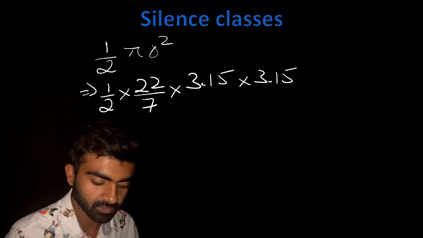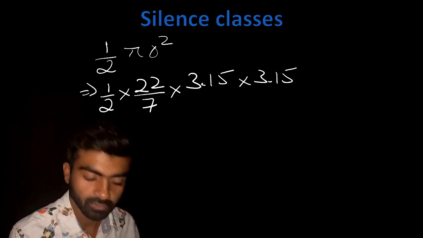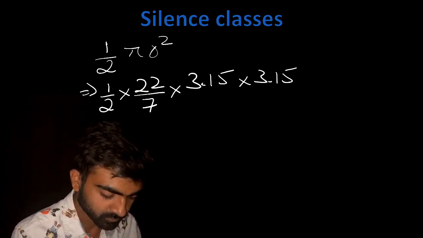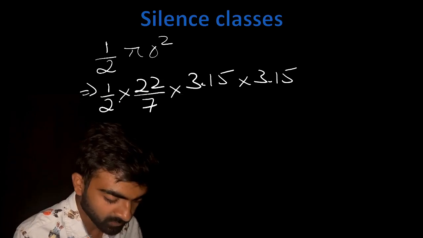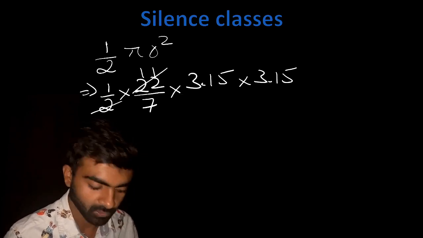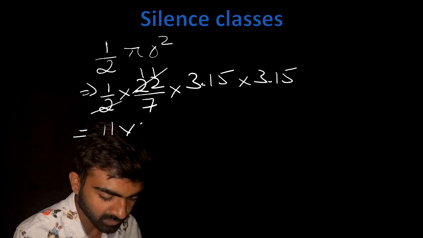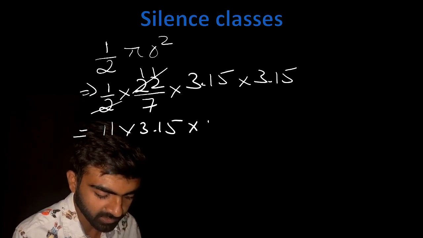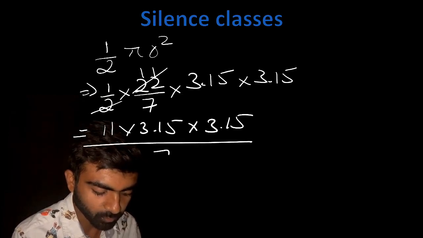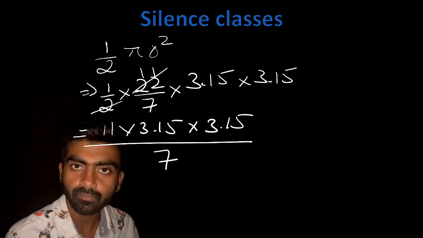Okay, if we want, we can remove the points. Or you can do it like this only. 2 ones are 2, 2 ones are 2. So we will get 11 multiplied by 3.15 multiplied by 3.15 upon 7. Okay, so we will get this.